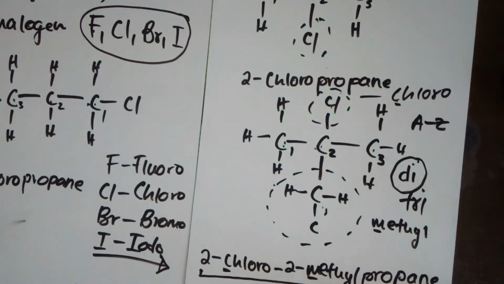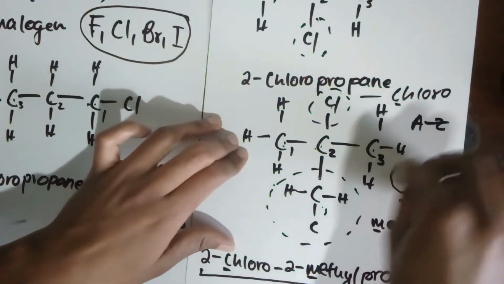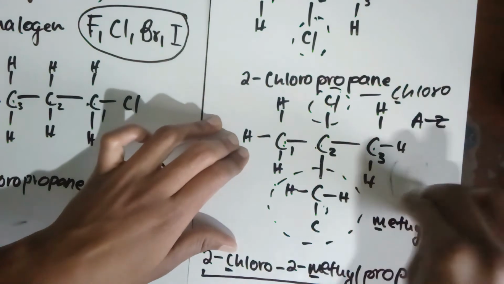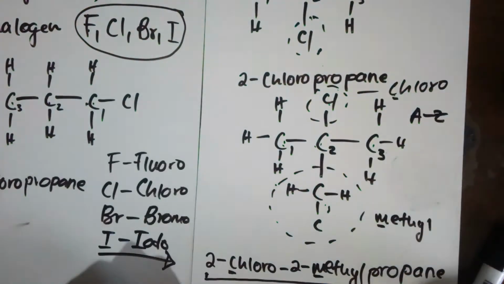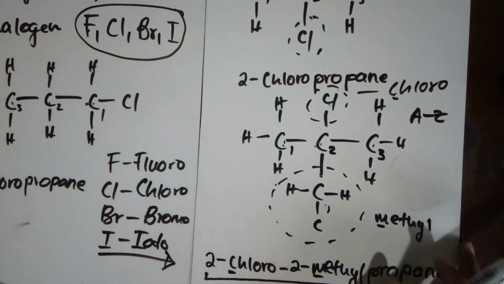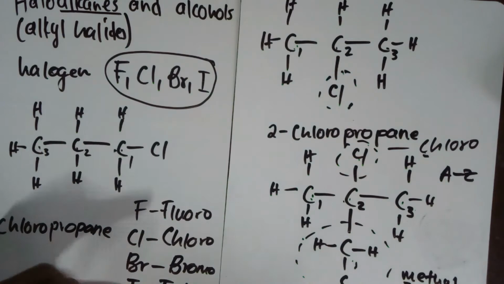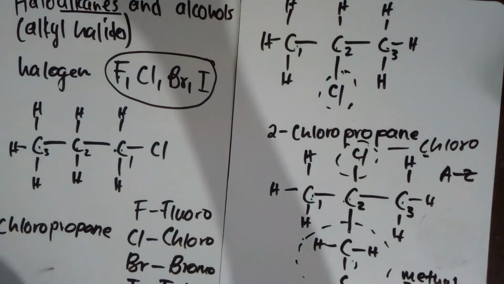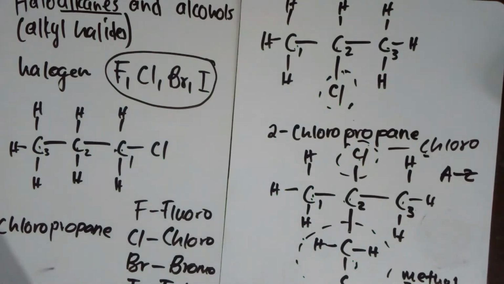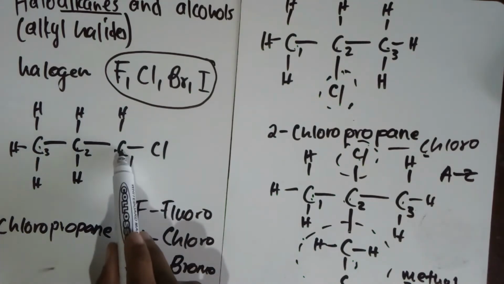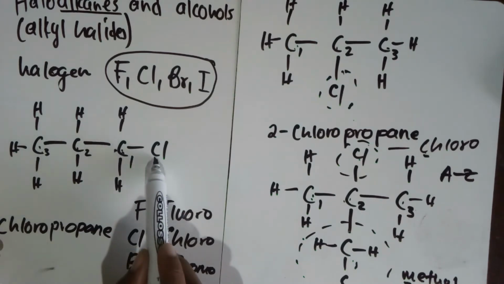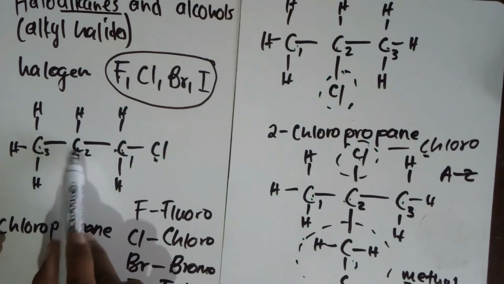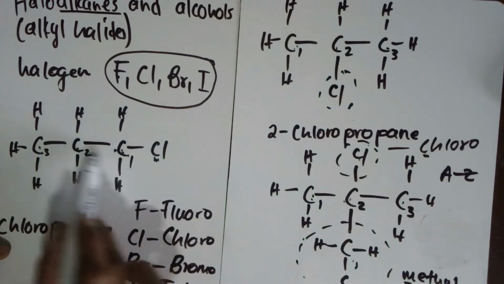Now, what else did I want to mention before moving on? I'm thinking. Okay, the other important thing is that you should be able to identify what we call primary, secondary, and tertiary haloalkanes. So let's go back. If you look at this particular structure here, you're going to note something: the carbon bonded to your chlorine is bonded to one other carbon.